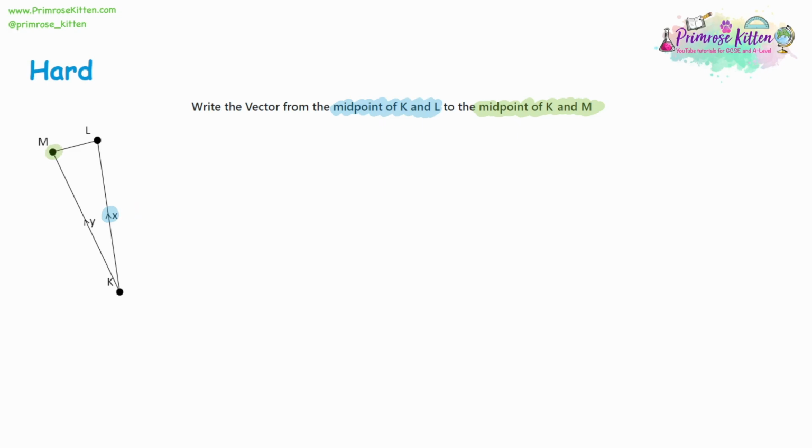We could use anything we like here. So why don't we just use A and B? Let's use A for the midpoint of K and L. And let's use B for the midpoint of K and M. The midpoint of K and M is going to be here. So give things labels so you can tell what you're doing.